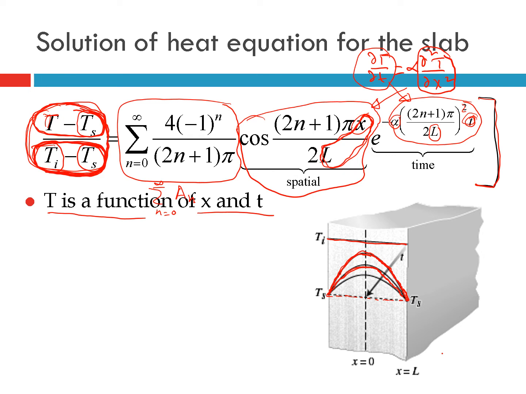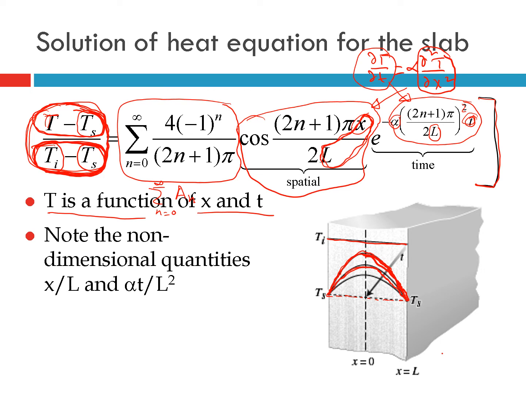Then you also notice that this function is my cosine function. And the last thing is, as I already said, that these are the non-dimensional positions and non-dimensional time, alpha t over L square.